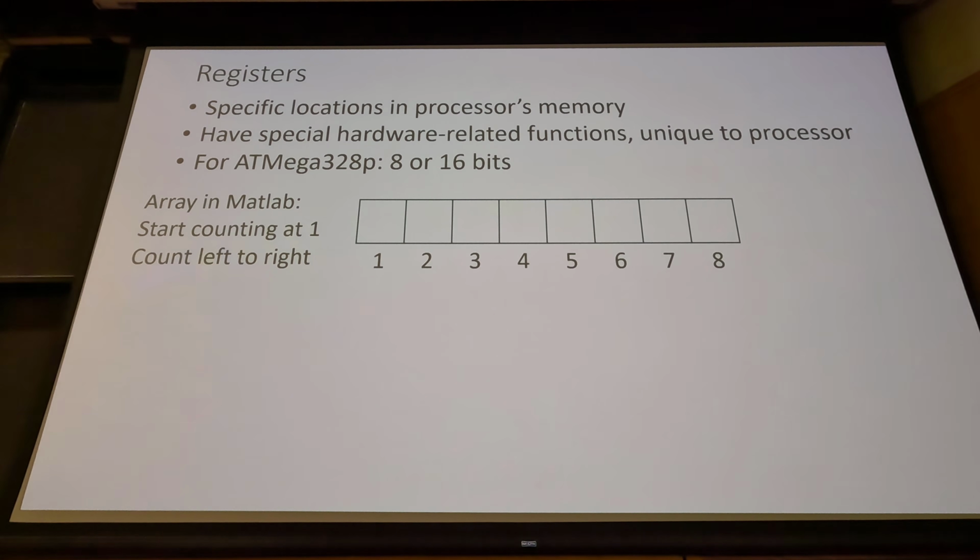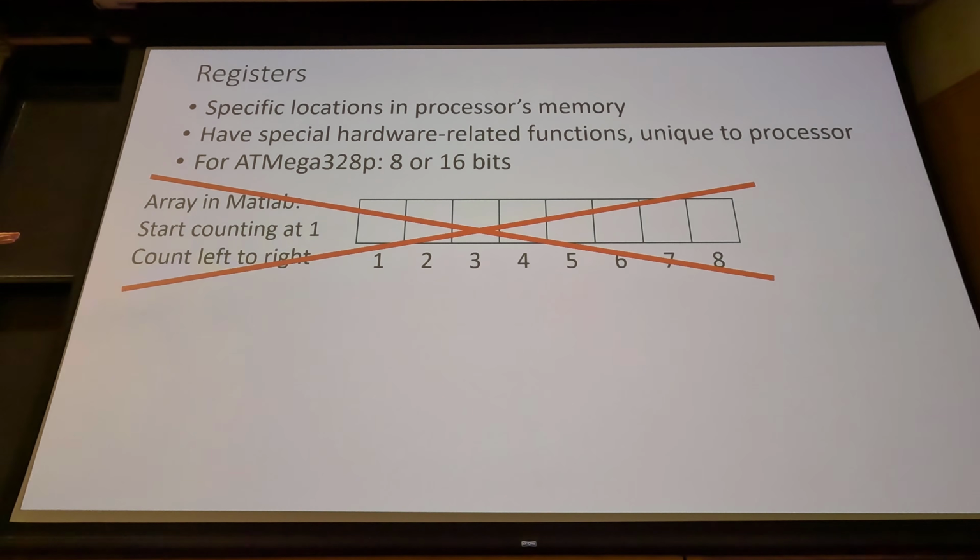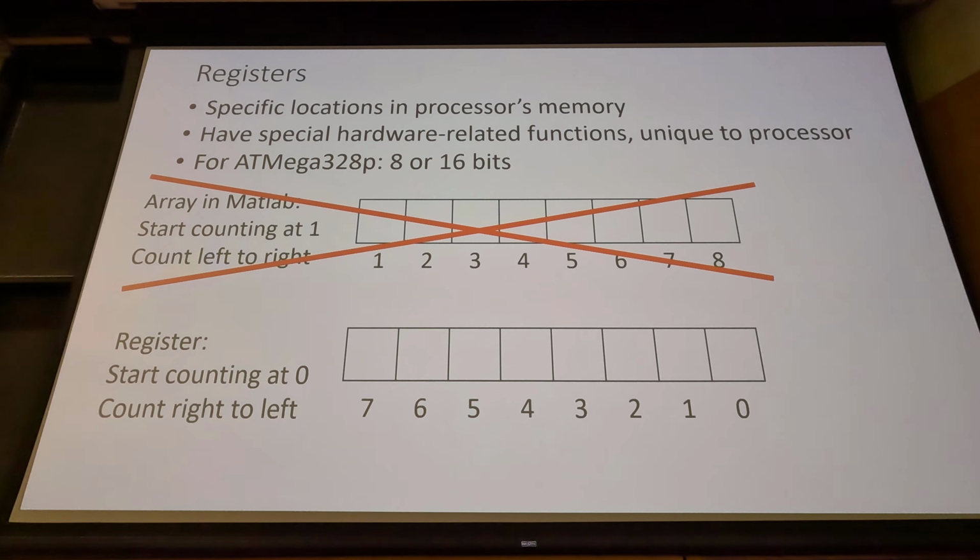Most of you took, or I guess about half of you took MATLAB, half of you took Python. Arrays in MATLAB start counting the index at 1, and we count left to right. In Python, I guess it starts counting at 0. Forget that for now. Registers, we're going to start counting on the right and start counting at 0. So when we talk about an 8-bit register, bit 0 is there, bit 1 is there, and so on up to bit 7 is here.